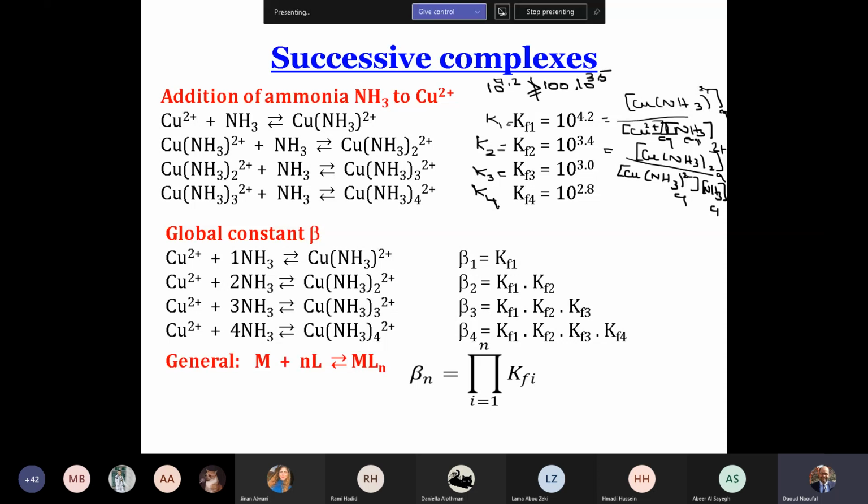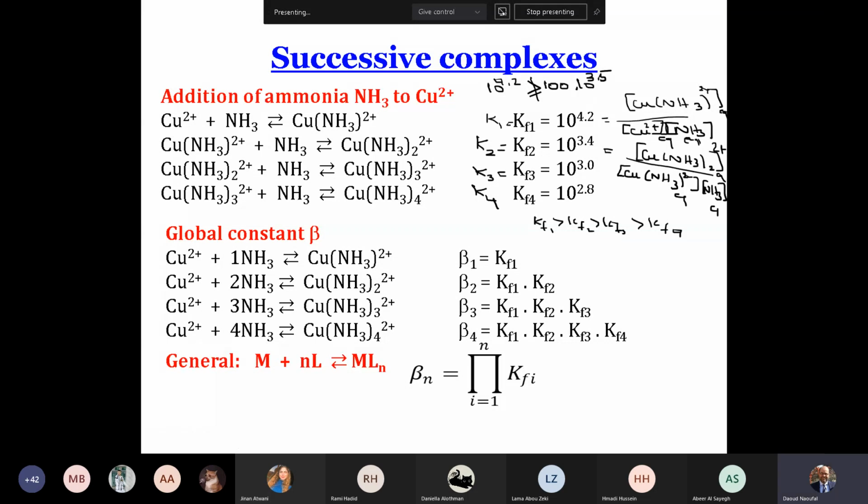So as a conclusion, when we add ammonia to Cu2+, we have formation of 4 possible complexes, and according to the value of Kf, we always have Kf1 greater than Kf2, greater than Kf3, greater than Kf4. So the formation of the first complex is the easiest.